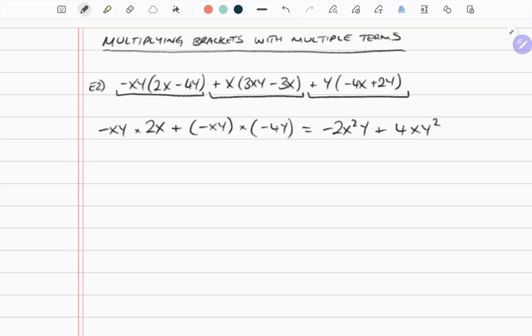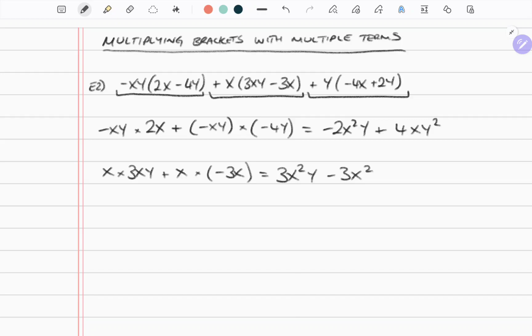Let's look at this second term now. We have x multiplied by the 3xy plus the x multiplied by the minus 3x, and that is x multiplied by 3xy is 3x squared y, and then we have the x multiplied by the minus 3x, so that gives us minus 3x squared. So that's the second term dealt with.